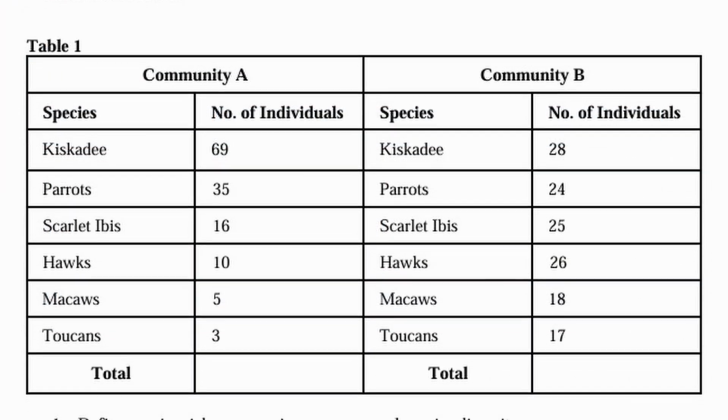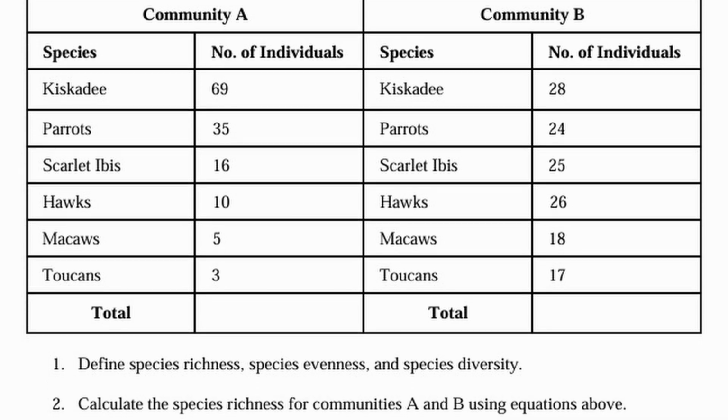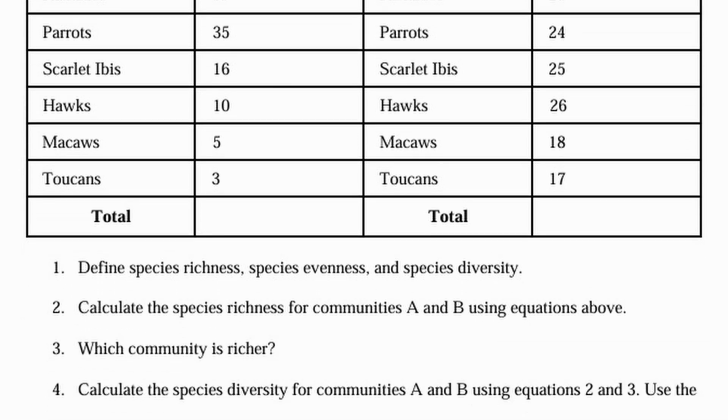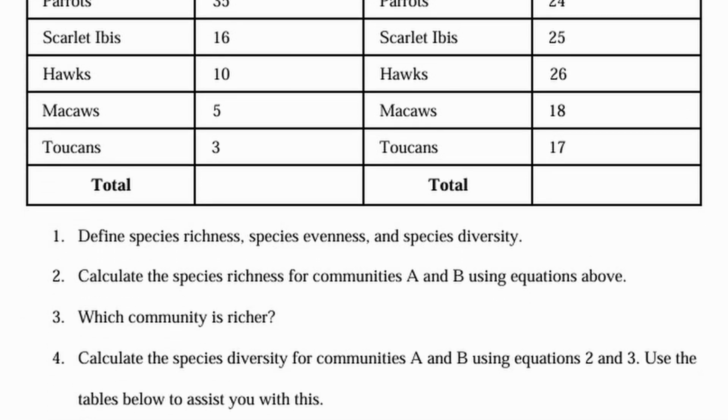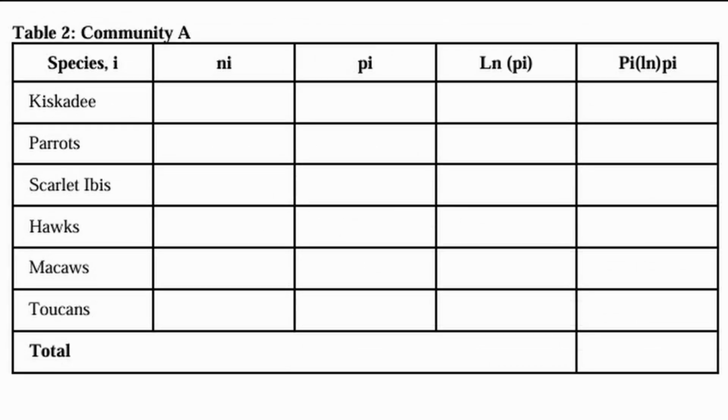Following this are your first set of instructions, and they are to define species richness, evenness, and diversity, calculate the species richness for both communities A and B, identify which community is richer than the other, and calculate the species diversity for both communities using equations 2 and 3. For that, we can use the following tables, 2 and 3, to help us identify them. Table 2 is dealing specifically with community A.